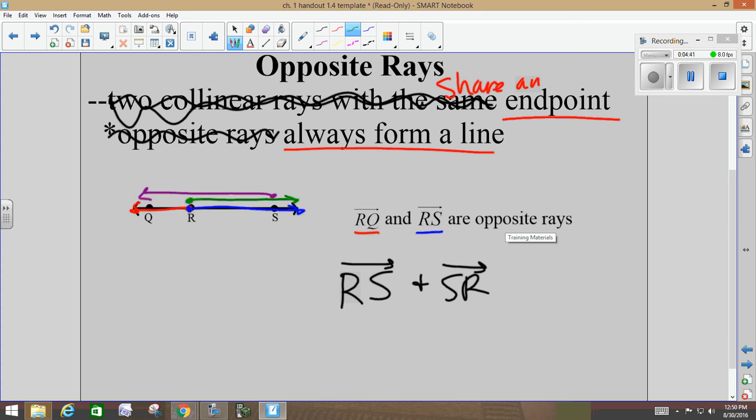Excellent, they don't share an endpoint. Do they form a line though if I line them up together? Yeah, they end up forming a line, we just overlap a little, but they don't share an endpoint, so they're not opposite rays. Opposite rays share an endpoint, form a line. What do opposite rays do? Yes, you're good, nice job.